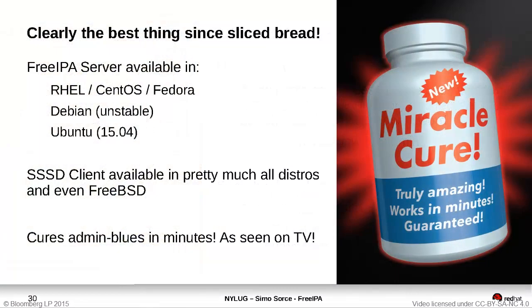So clearly, the best thing is less bread. FreeIPA server is available now in RHEL, CentOS and Fedora. In Debian it's in unstable. We tried to make it into stable, but we couldn't for a bit. And Ubuntu will get it in 15.04, but there are PPAs for previous versions, so you can try there as well. The SSSD client has been available in pretty much all of these for a few years now. It's even available in FreeBSD. I don't know with what feature set, but there you have it.